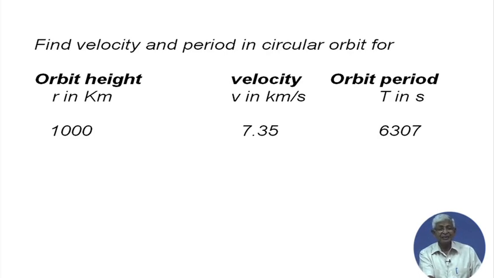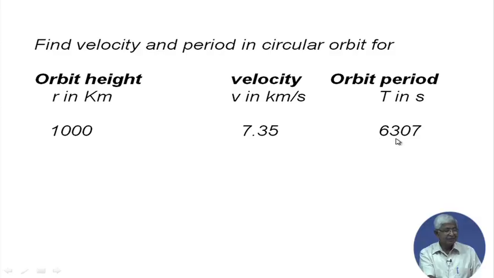height. That is, from the center of the earth it is 6378 plus 1000, 7000 kilometer from the center of the earth, if we assume earth as a sphere, and the corresponding orbit period is slightly more than 100 minutes, which in seconds is 6307. That is what this calculation shows. You get a similar number.